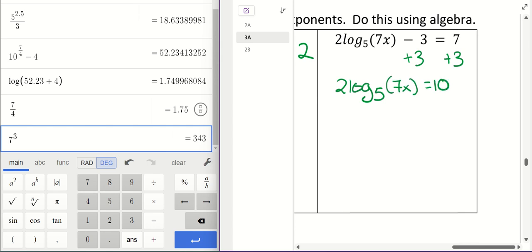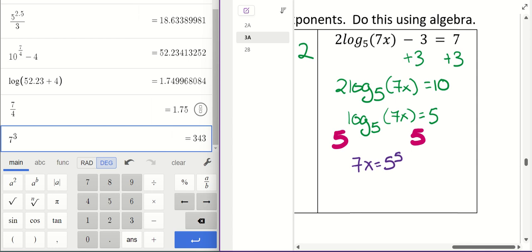Okay, so we got rid of that minus 3 with a plus 3. Now we're going to divide both sides by 2. Finally, we've got the log alone, so we can exponentiate. So 7x equals 5 to the 5th power. And then we can divide both sides by 7. So x equals 5 to the 5th power, and all of that is going to be over 7.